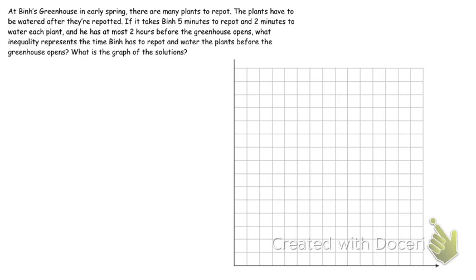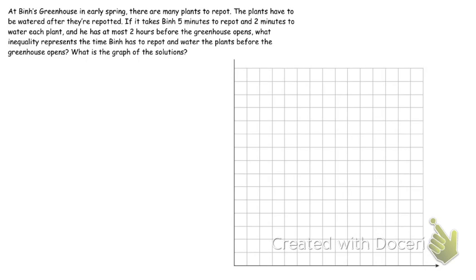You're at this greenhouse in early spring, and there are many plants to repot. The plants have to be watered after they're repotted. If it takes Ben 5 minutes to repot and 2 minutes to water each plant, and he has at most 2 hours before the greenhouse opens, what inequality represents the time Ben has to repot and water the plants before the greenhouse opens? What is the graph of the solutions?